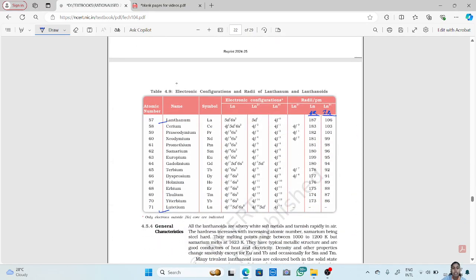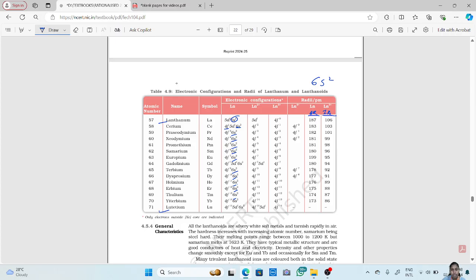Here you can see the common configuration is 6s2. Everywhere you can see 6s2. So everywhere there is a 6s2. 6s2 is a common electronic configuration, whereas it will start with the filling of 4f1.